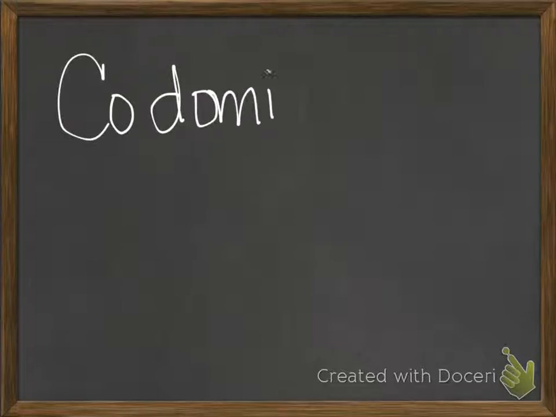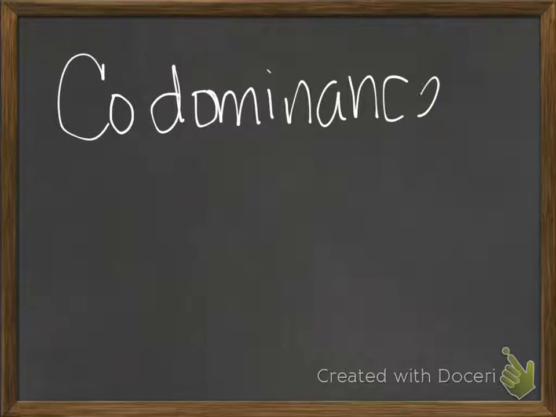Let's go back to our blackboard. So in codominance, both colors are dominant. So you see both of them, you see them together. You see the red fur and the white, the red hairs and the white hairs, the black hairs and the white hairs. They're codominant. Well, what was the other word that I asked you to write down at the beginning?